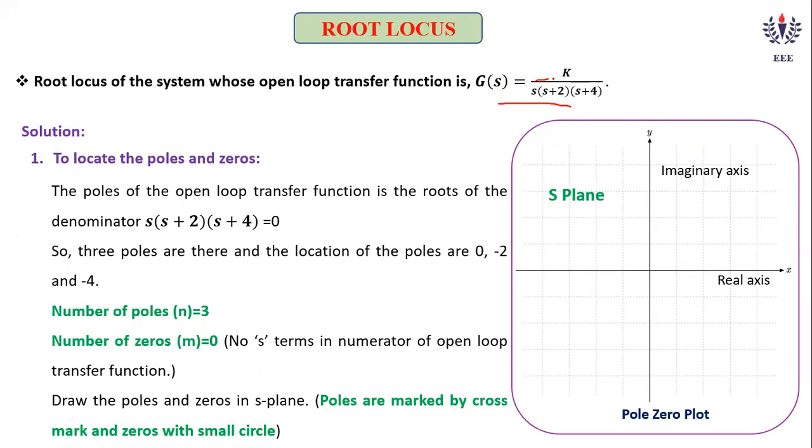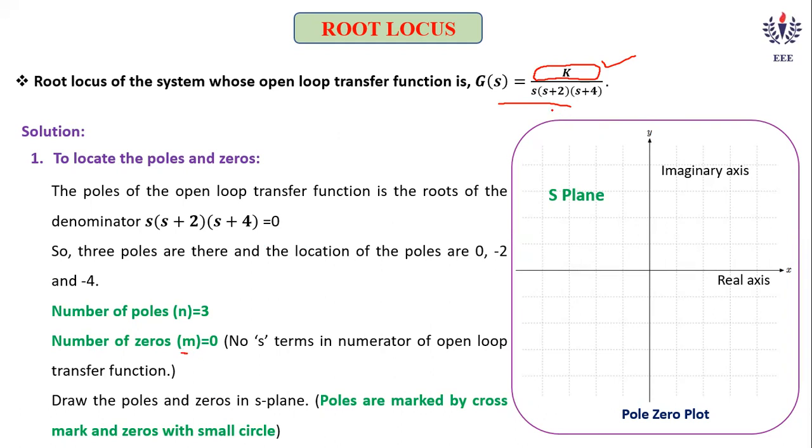Coming to the numerator part of the transfer function. Roots of the numerator part of the transfer function will give the zeros of the system. If you observe the numerator, we are not having any s terms. So the number of zeros is 0. That zeros we are representing as small m equal to 0. We are not having any zeros.